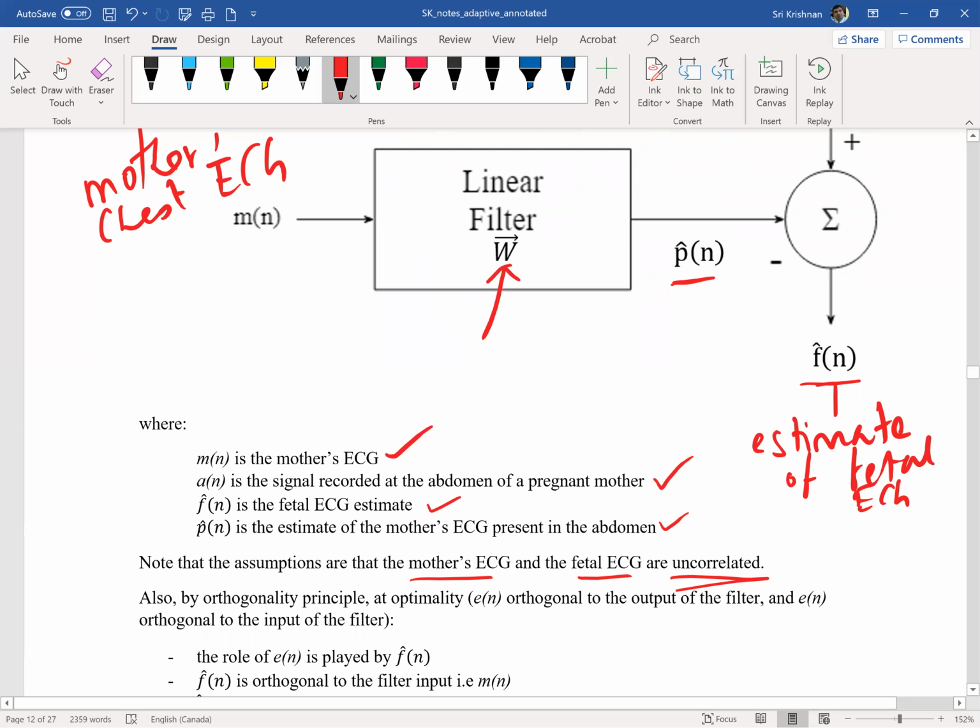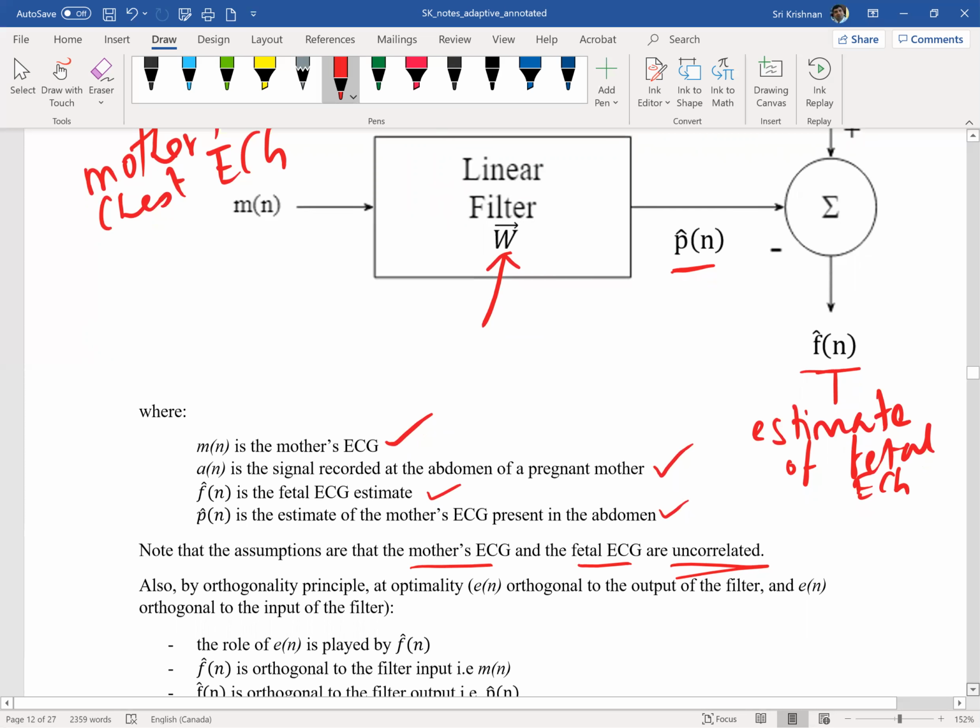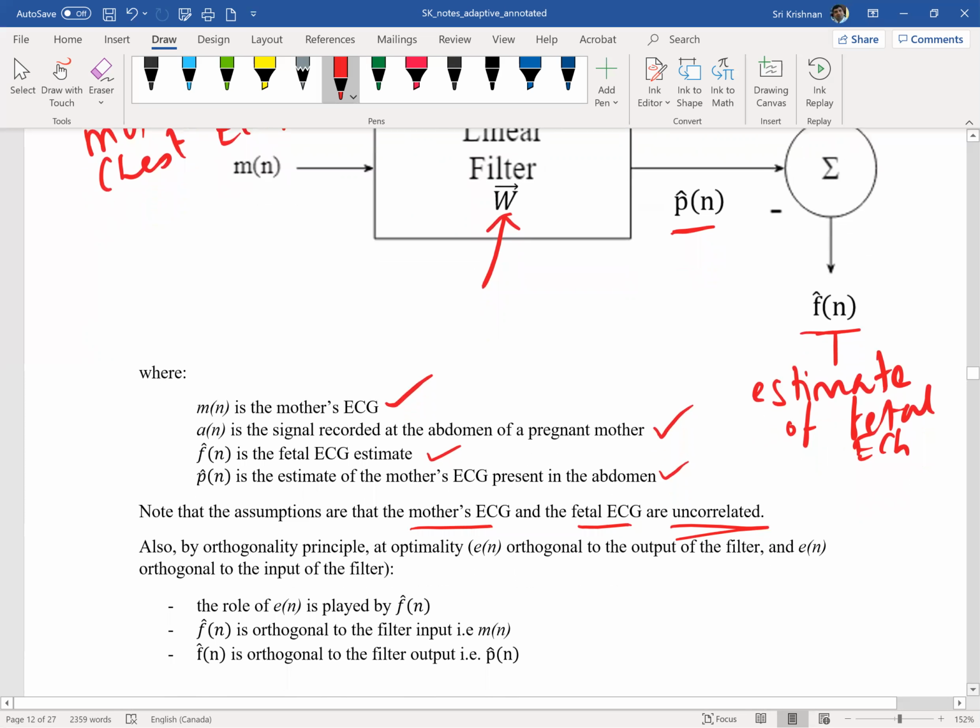Okay, so that's a key step here: this assumption of uncorrelation. If there is some correlation, it's still okay, and that's where we get an estimate which may not be fully accurate, but we get the best information possible with whatever is happening in the real world scenario of fetal and mother's ECG.